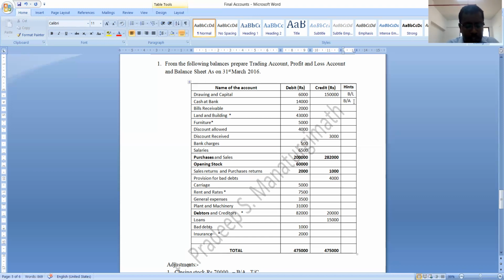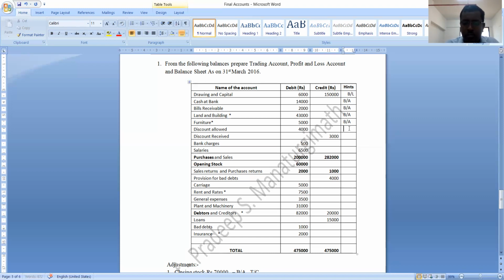The next item is bills receivable. It is also an asset, so it also belongs to the balance sheet, asset side. Land and building, it is also an asset, so it also belongs to the balance sheet on the asset side. Furniture is also an asset. Understood? So it also belongs to the asset side of the balance sheet.